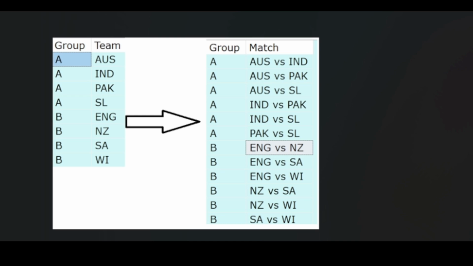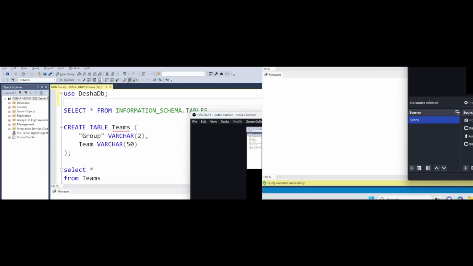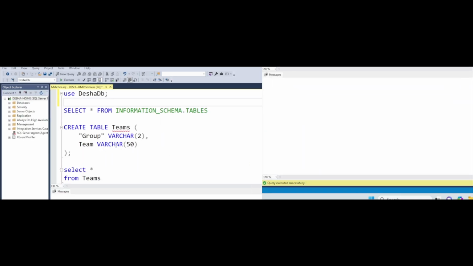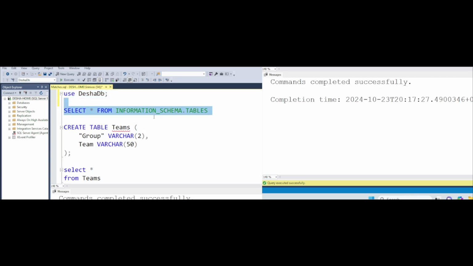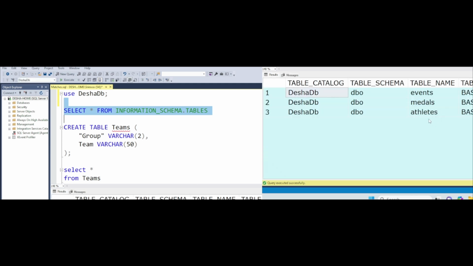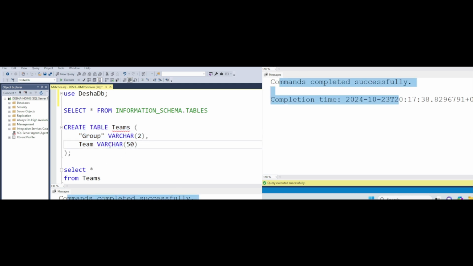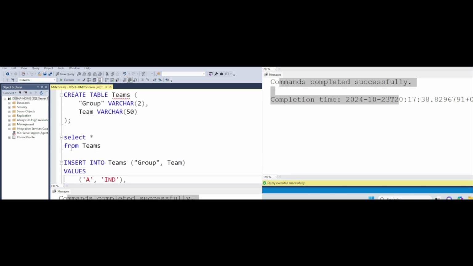Let's write a query on this one. Here is a query I'm writing to get the combination of matches at a team group level. I'm connected to my database and checking if there is a table created. I'm just creating the data before I start writing the query. I have already written these queries here. Create a table with group and team. Command successfully created.